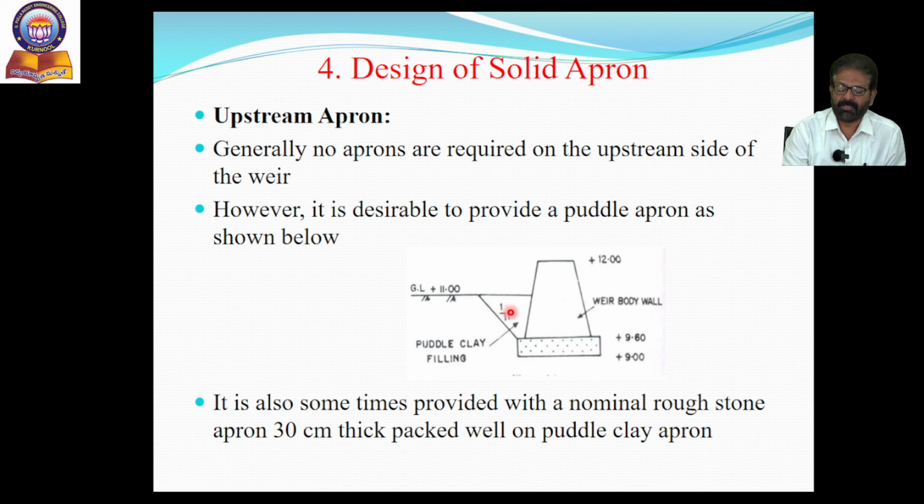Here we can observe this is the upstream side of the weir wall. This portion has to be filled with puddle clay filling, which will act as a solid apron. It is also sometimes provided with a nominal rough stone apron of 30 cm thick packed well on the puddle clay apron. Even after filling this clay in this portion, the top layer has to be filled with rough stones of 30 cm thick. That's why it is called a temporary or nominal apron.